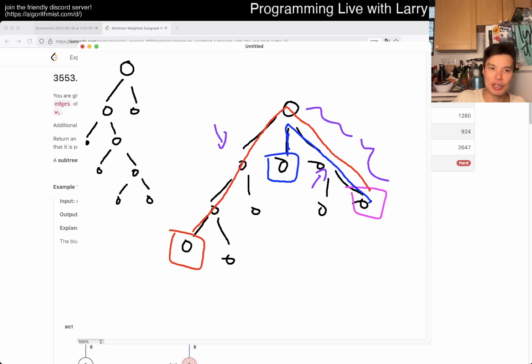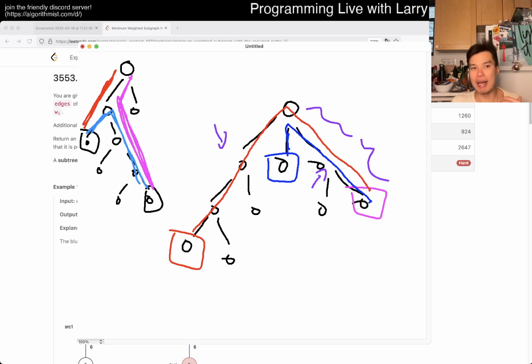So then the distance between two nodes is actually a very similar idea. Let's say you're trying to find this path. Well, this path is just equal to this path minus this other path. Some combination of them, maybe it's minus. And that's really it.